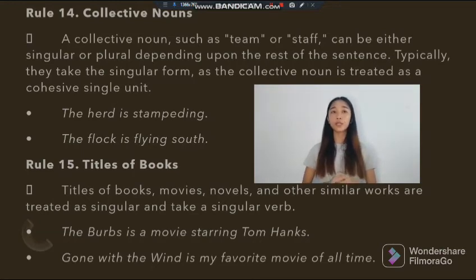Then, rule number 15. Titles of books. Titles of books, movies, novels, and other similar works are treated as singular and take singular verbs. For example, The Burbs is a movie starring Tom Hanks, and Gone with the Wind is my favorite movie of all time.